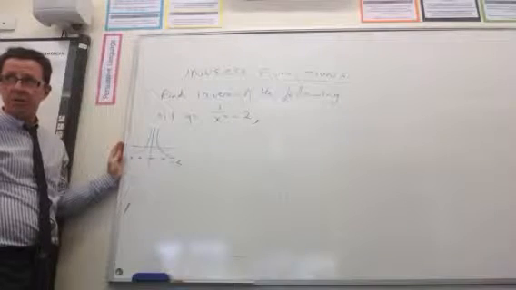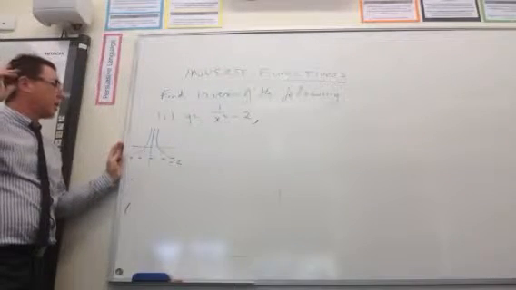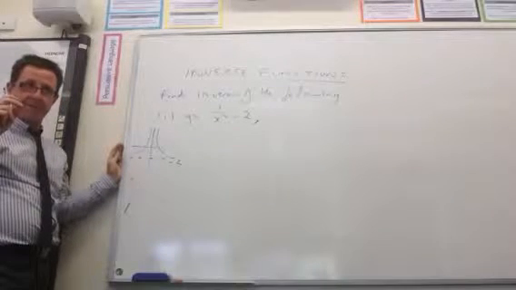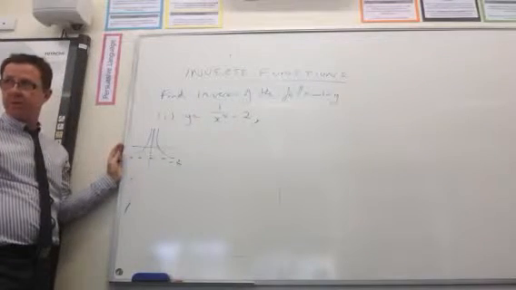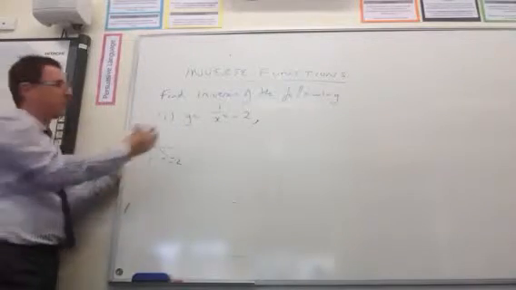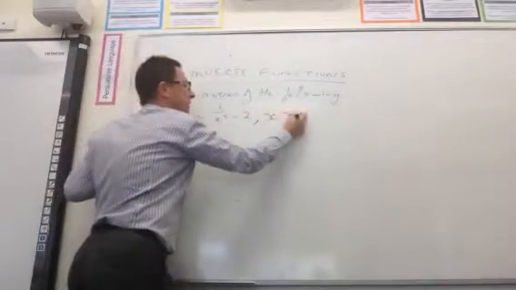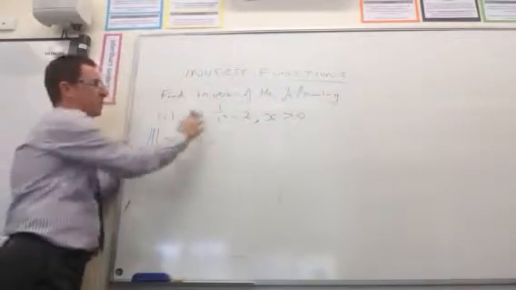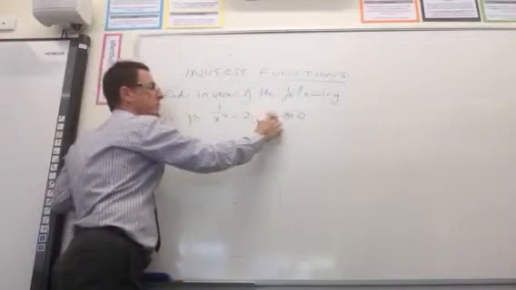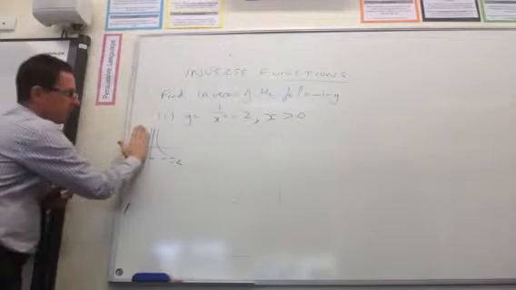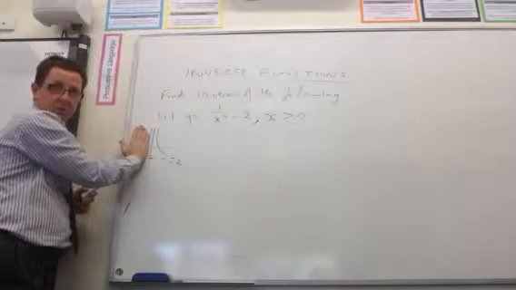X is greater than 0. Okay, now, x is greater than or equal to 0, or greater than 0? For this case, greater than 0 because we've got that asymptote. Okay? So we're going to do that. So that really is my initial function: 1 over x squared minus 2, x is greater than 0, so that we're only looking at this picture.